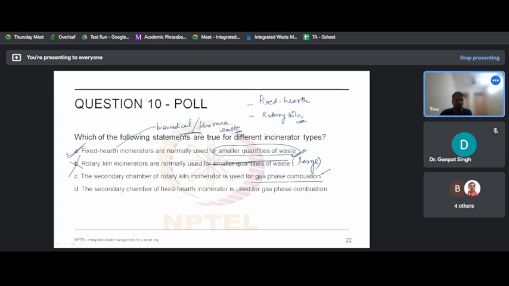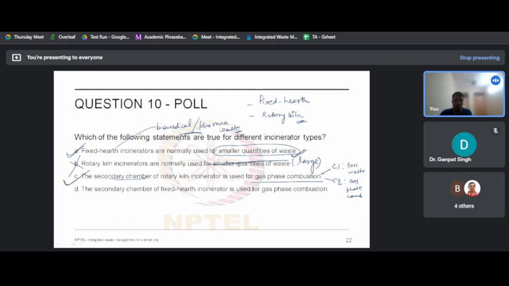First, there will be two chambers in this. Let's call them C1, C2. C1 will basically pass the waste and it will get combusted in the first chamber. And for any kind of volatile or gaseous matter, gas phase combustion, for that we use the second chamber. So secondary chamber will be used for gas phase combustion. So C is correct. Then we are left with D.